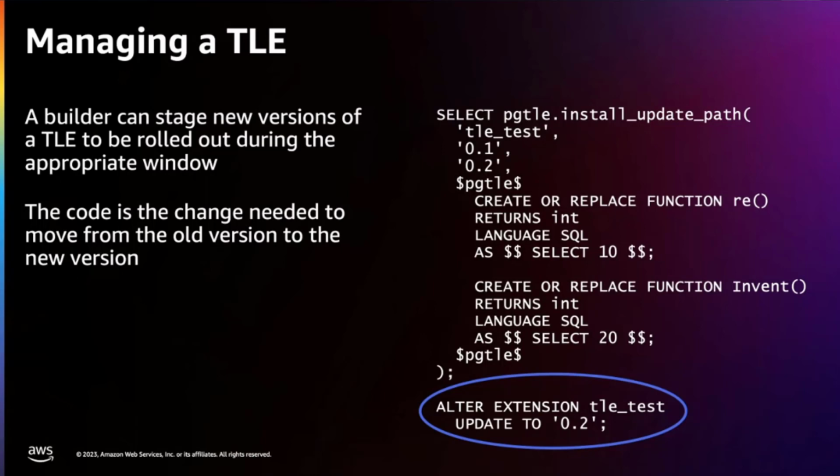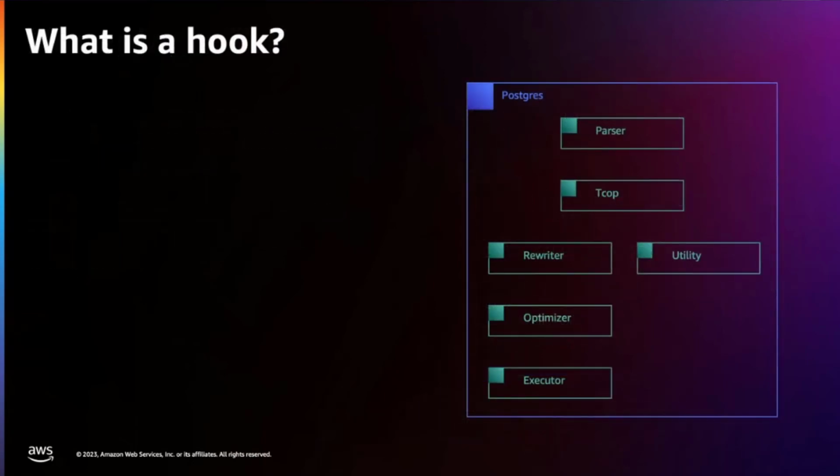Now, we've covered the fundamentals around being able to install and manage trusted language extensions. So let's look at how we can interface with some Postgres internals to build some even more powerful extensions. And first, we need to understand the notion of something called a hook in Postgres. So what is a hook?